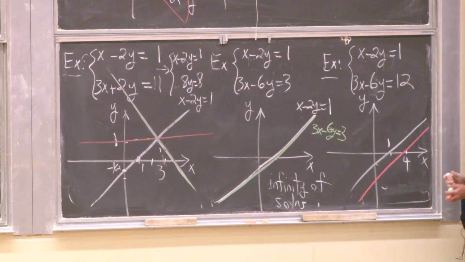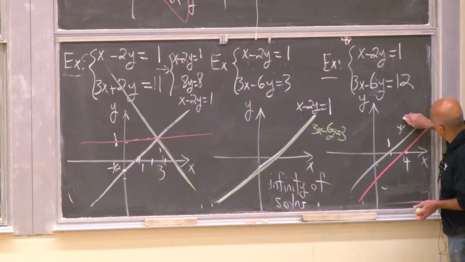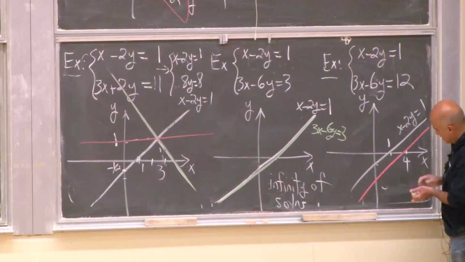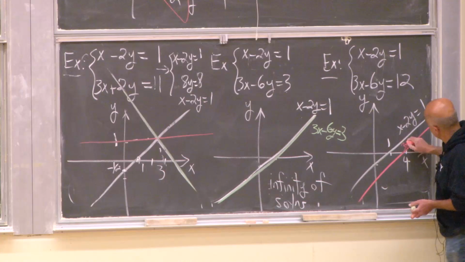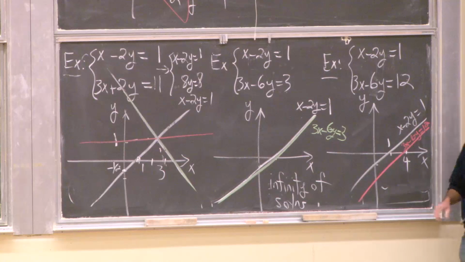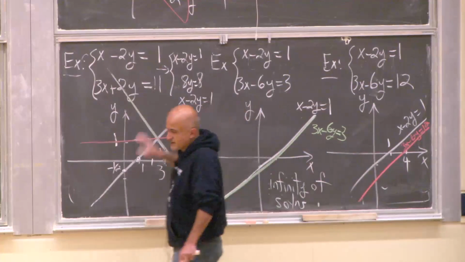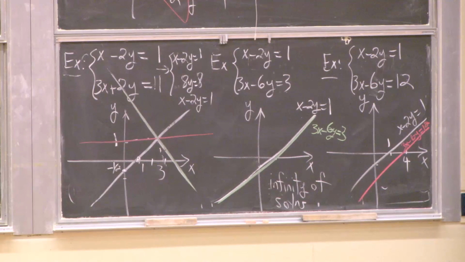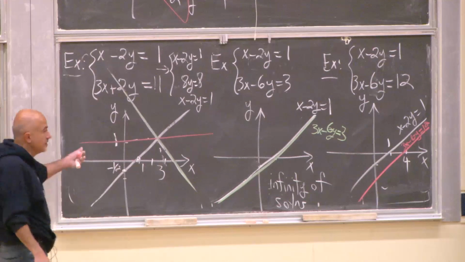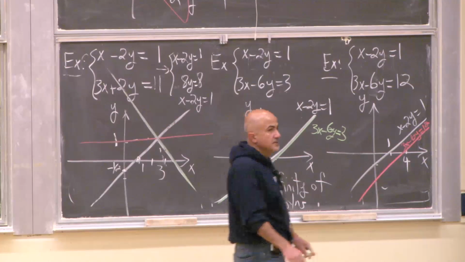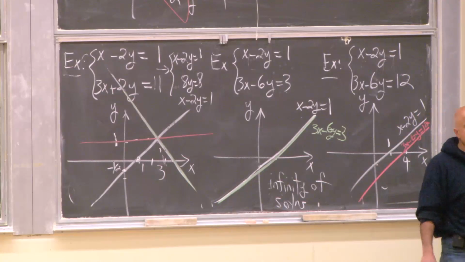So these two lines don't have any intersection. This is x minus 2y equals 1, and this is 3x minus 6y equals 12. When y is 0, x is 4, and you're going to get a parallel line. So geometrically, the three cases that are qualitatively different correspond to intersecting lines, overlapping lines, and parallel lines. In higher dimensions, if you go to 3 dimensions, then you're looking at planes: intersecting planes, parallel planes, overlapping planes. Okay?